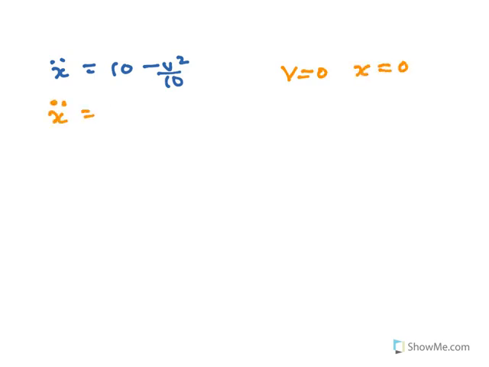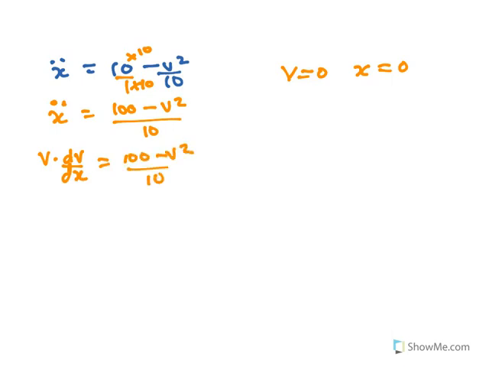So first thing I'm going to do is make this 100 over 10, because if you get a common denominator like this, it makes it a lot easier to solve. So replace the acceleration with V dV on dx. When you're going from acceleration up, you're just replacing the acceleration with V dV on dx. And then we're going to collect the V's together. So this is V on 100 minus V squared dV equals 1 on 10 dx.